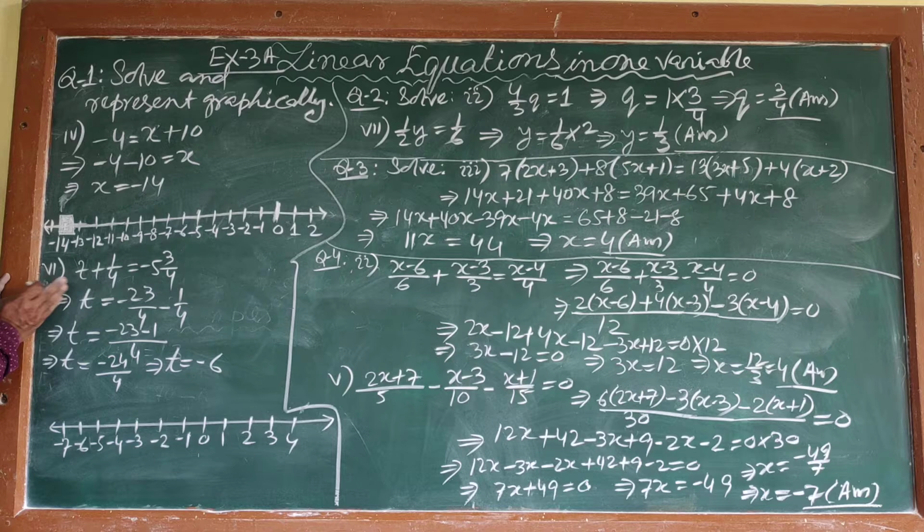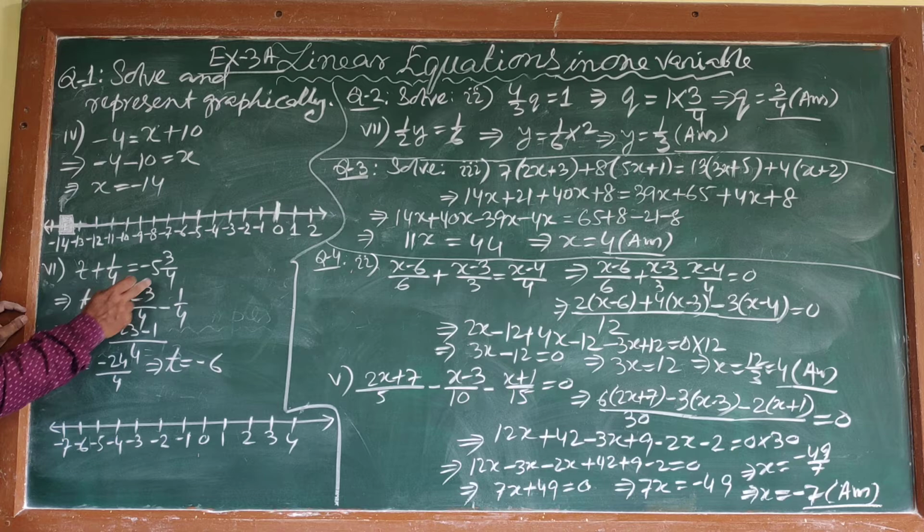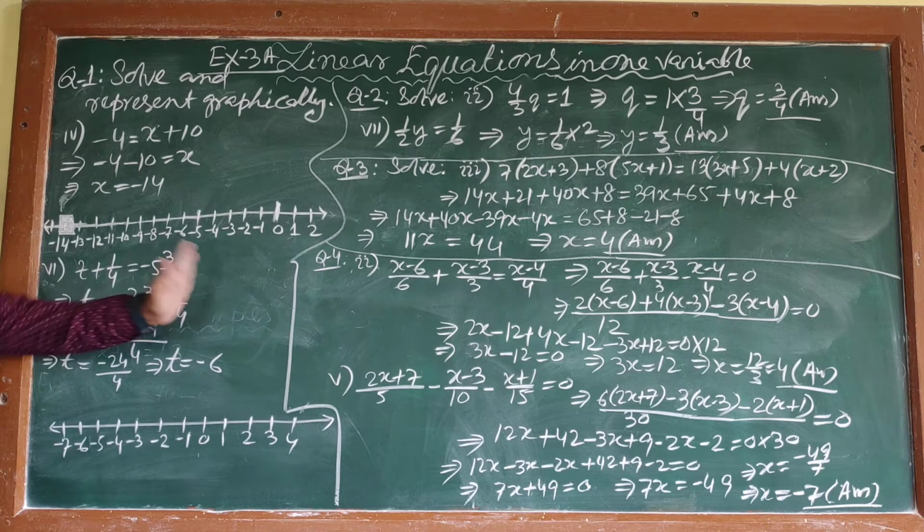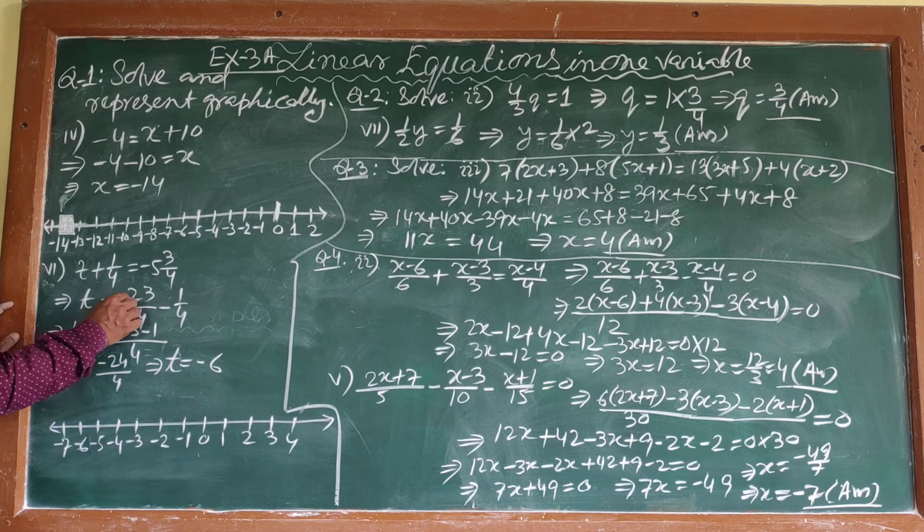So what I have kept, minus plus 1 by 4, I have transposed to the other side, and that has become the right hand side. So that will become minus 23 by 4, because minus 5 into 4 is minus 20, plus 3, minus 23 by 4 definitely, and this minus 1 by 4 goes that side, so it will become minus 1 by 4. I hope you have understood this.